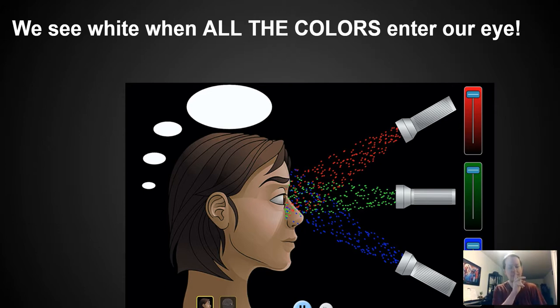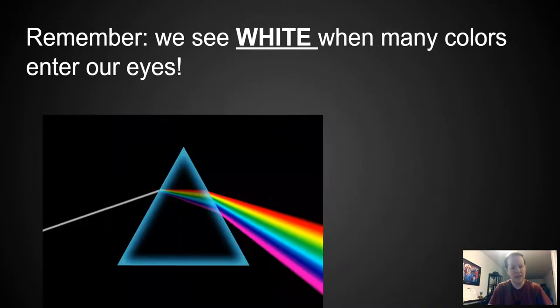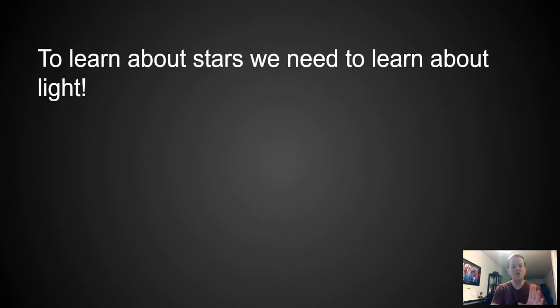And remember, we said the sun has all the colors. So is the sun white? Difficult question to answer. This is the key idea though. When all the colors come in, we see white. Now, that's mostly the end of this video. We're just getting started. We're trying to learn about stars, and our sun is a type of star.